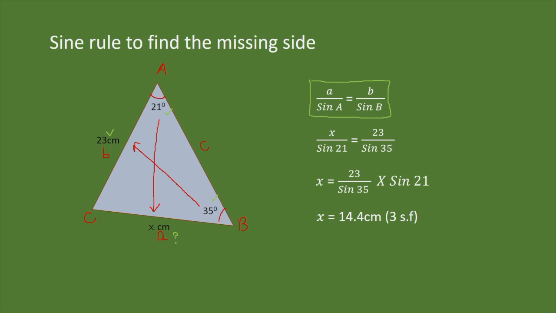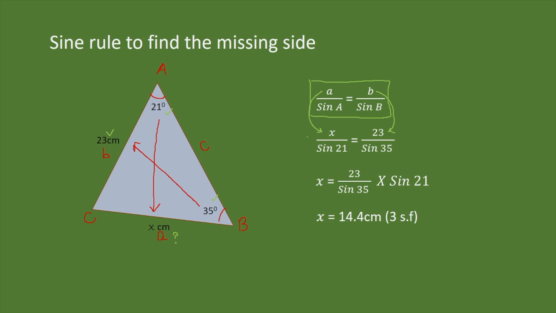a will be written as x, and the opposite, sine A, as sine 21, and b will be written as 23 centimeters, and sine B as sine 35. Now we have the equation, we have substituted. Now let's solve and find x. We have to make x the subject of the equation.